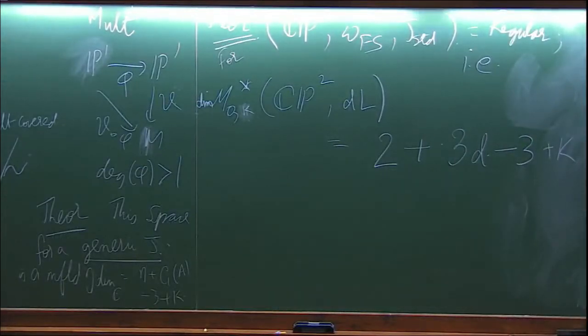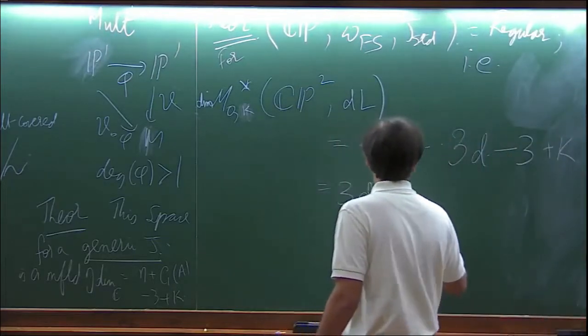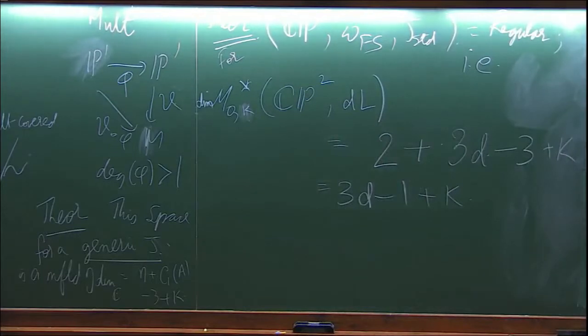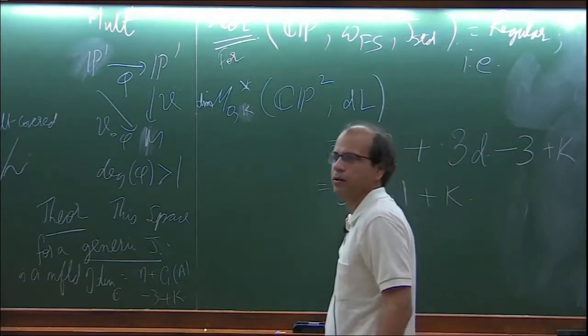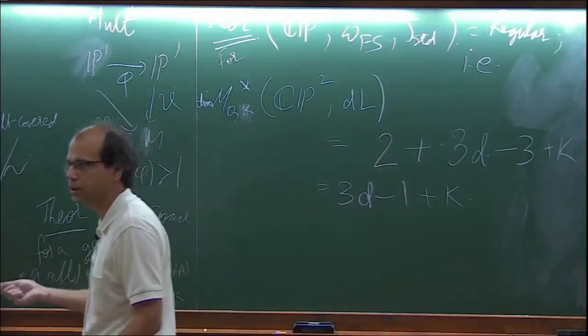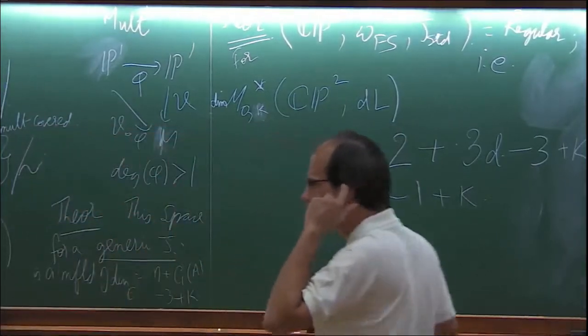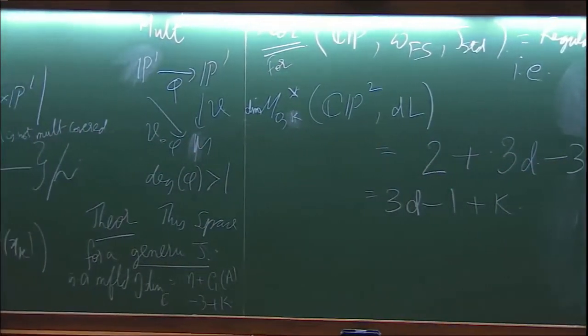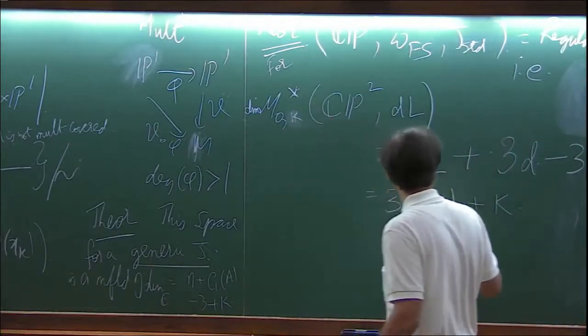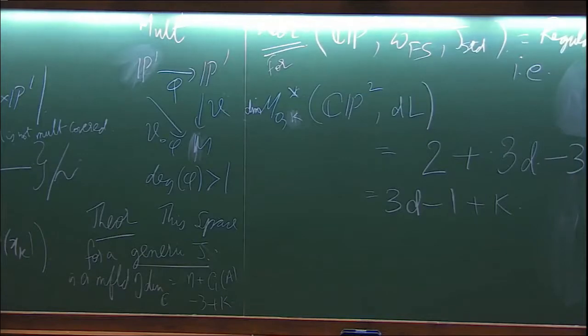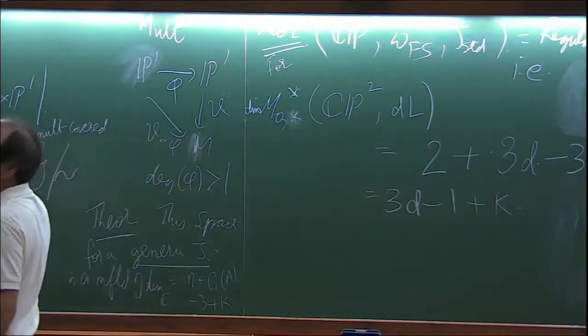So this is 3d minus 1. It is quite reassuring: for d equal to 1, the moduli space of lines is 2 dimensional. For d equal to 2, the moduli space of conics is 5 dimensional, and so on. K is the number of marked points. If K is equal to 0, the dimension is 3d minus 1, and each marked point is going to increase the dimension by 1.